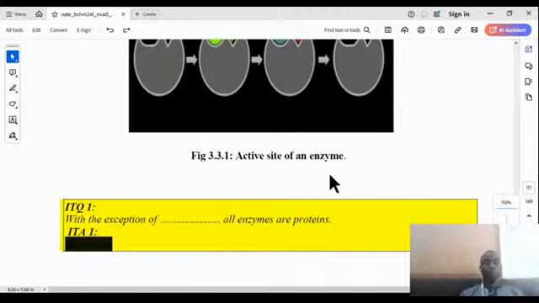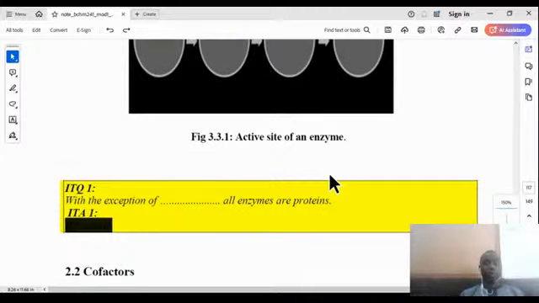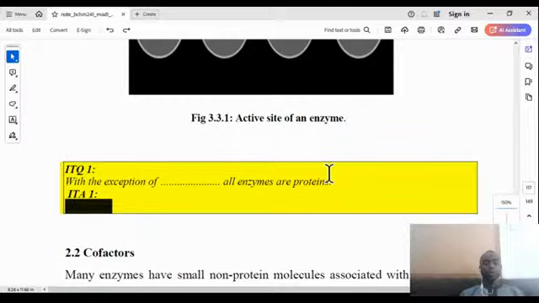So this is a quick question. With the exception of the dash, all enzymes are proteins. So apart from proteinous enzymes, with the exception of what type of molecules can we say all enzymes are proteins in nature? Can you tell us the answer? Just write the answer in the comment section.